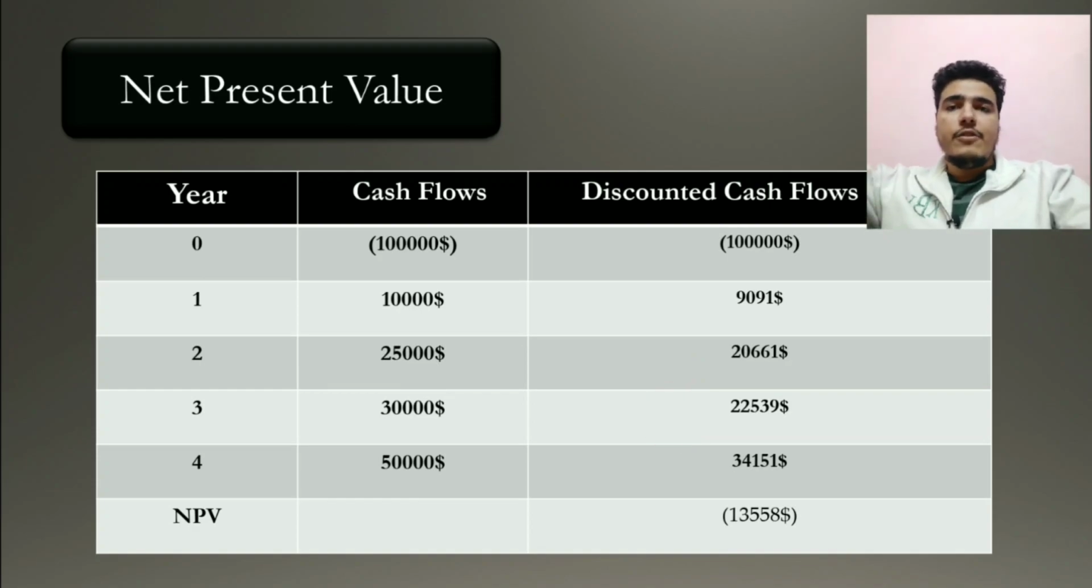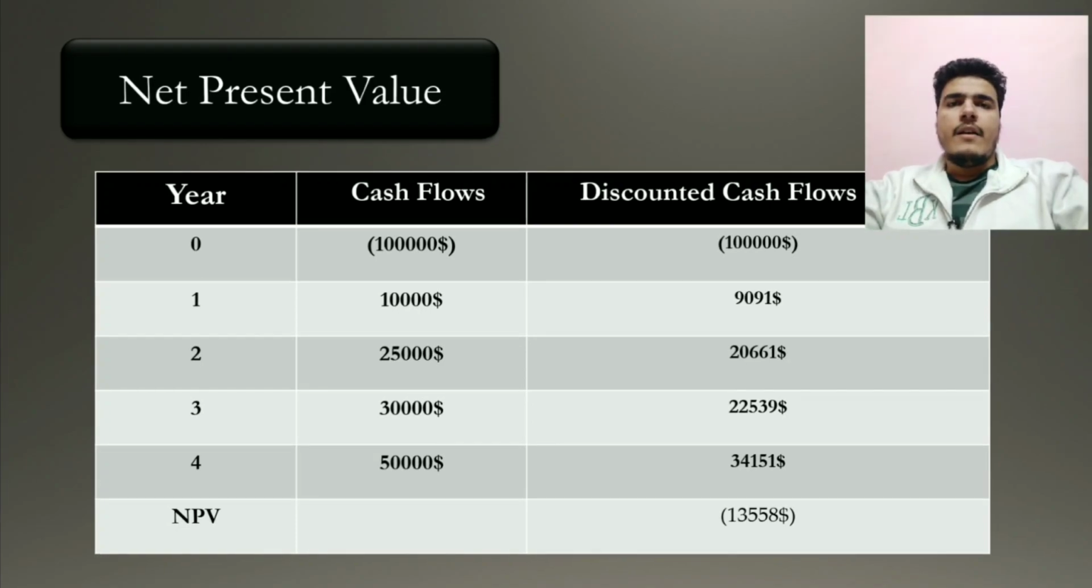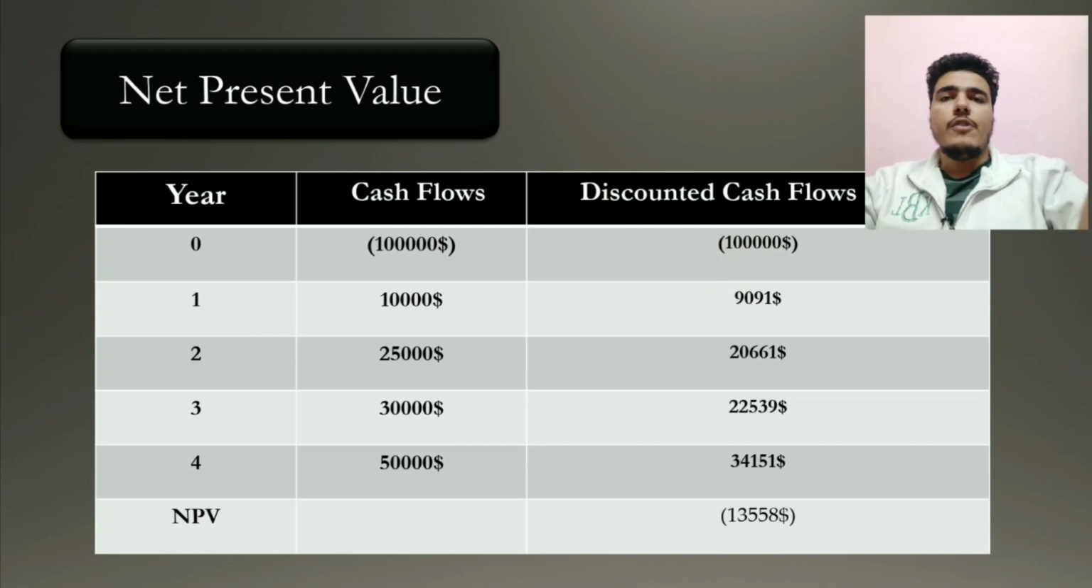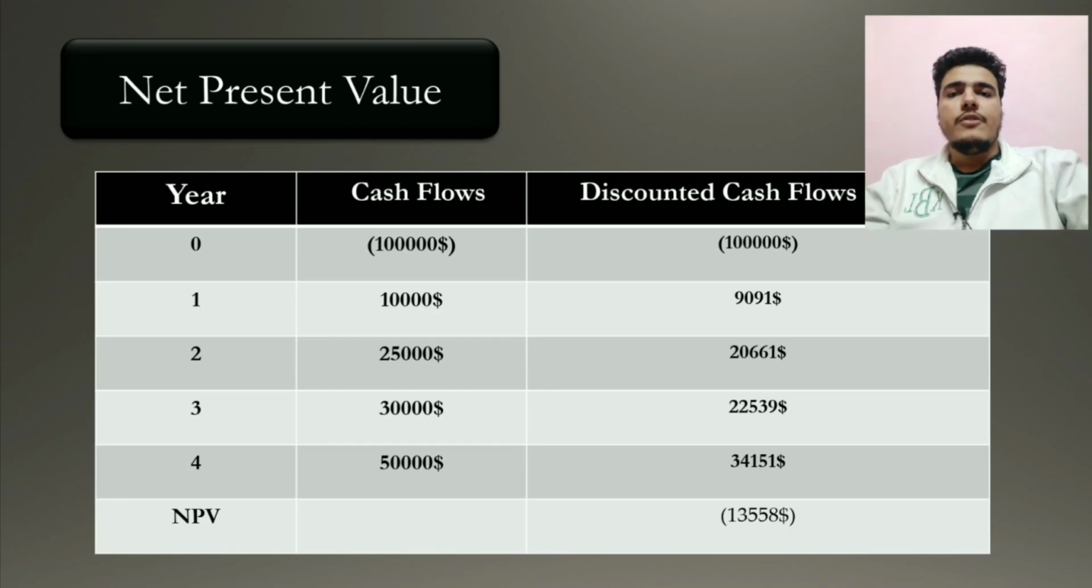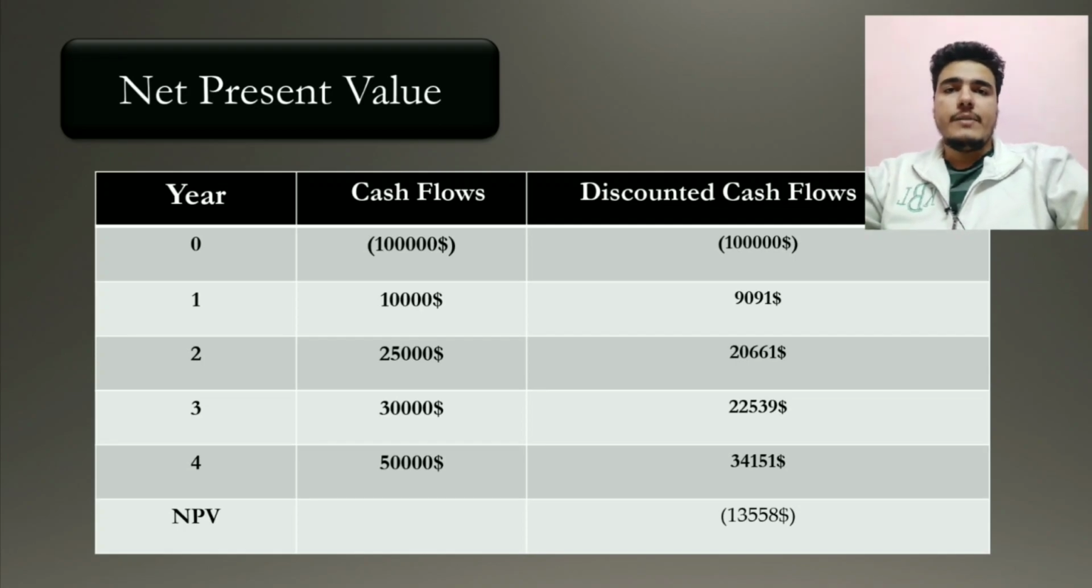Whatever cash inflows we get in the future, we have to pull them towards the 0th year. And why is this $1 lakh negative? Because it is a cash outflow, and these are cash inflows, that's why they are positive. So for calculating net present value, you just have to add all the cash flows. If you add all the cash flows, you will get 13,558 negative. It is negative, so that is the sign that you should not invest in that business.